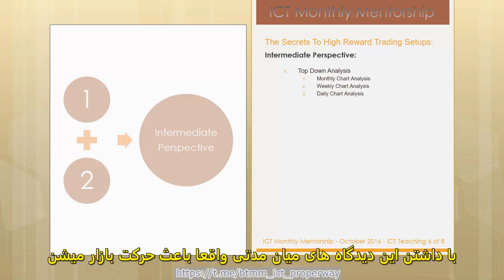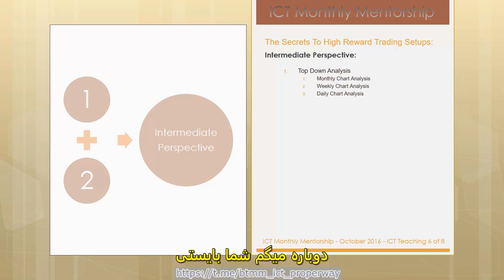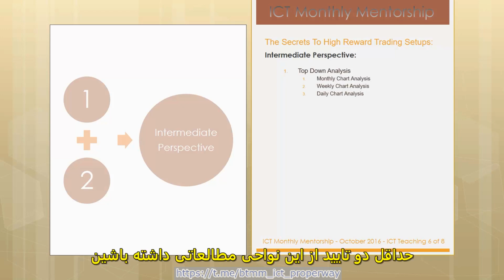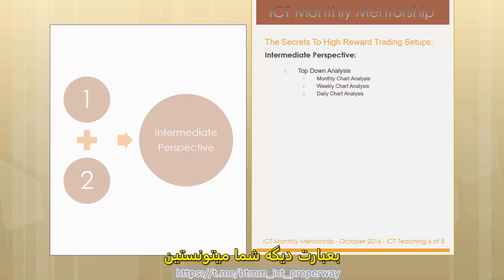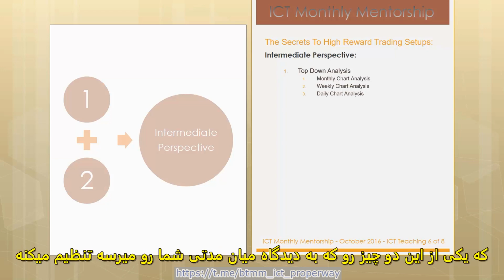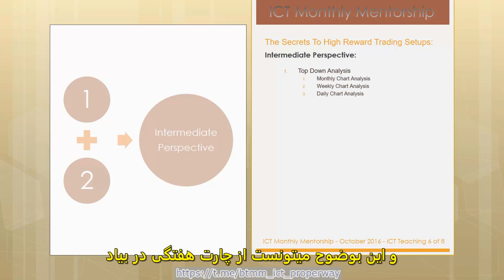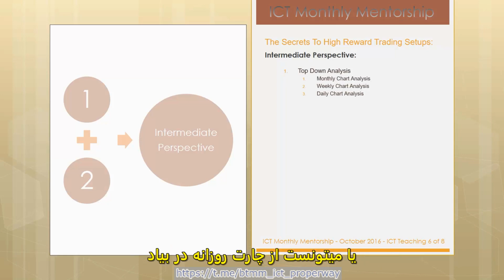By having these intermediate perspectives, you have to have at least 2 of these areas of focus in agreement. In other words, you could have an idea on a monthly chart that frames one of the 2 things that lead to your intermediate term perspective, and it could also come off the weekly chart, or it could be the daily chart.